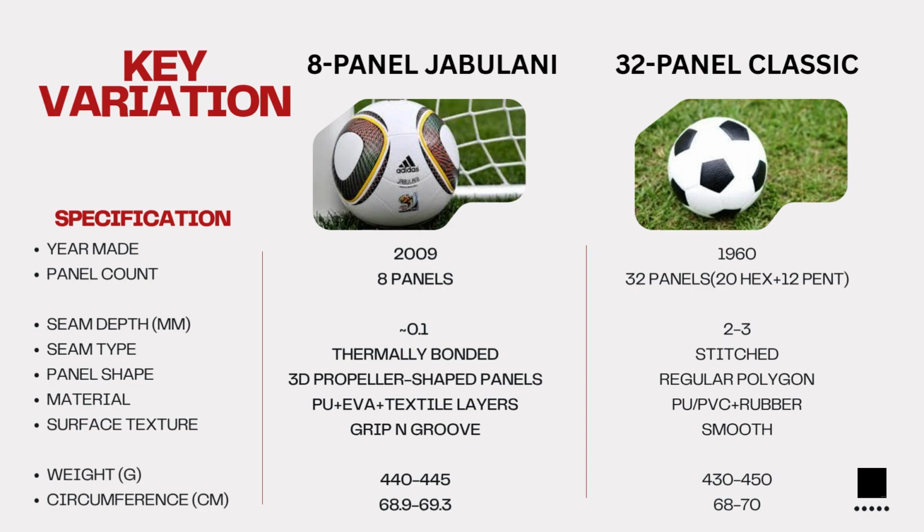Both balls meet standard weight and size regulations. The Jabulani weighs 414 to 445 grams with a circumference of around 69 cm, while the classic ball is slightly heavier or lighter and measures about 68 to 70 cm.